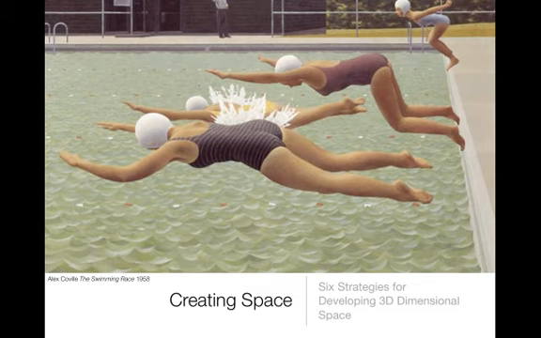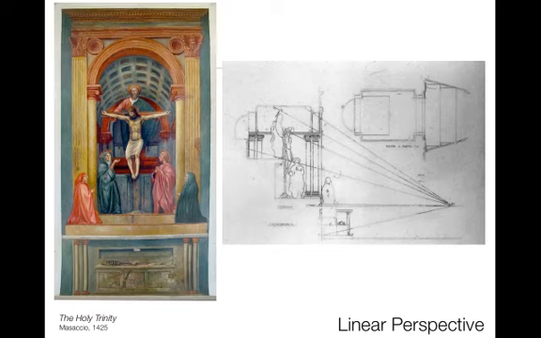Alright, today we're going to be taking a look at the idea of creating space. Essentially, there are 6 different strategies for developing a sense of the three-dimensional on a two-dimensional surface. The first is linear perspective, which is about 600 years old in terms of its development.